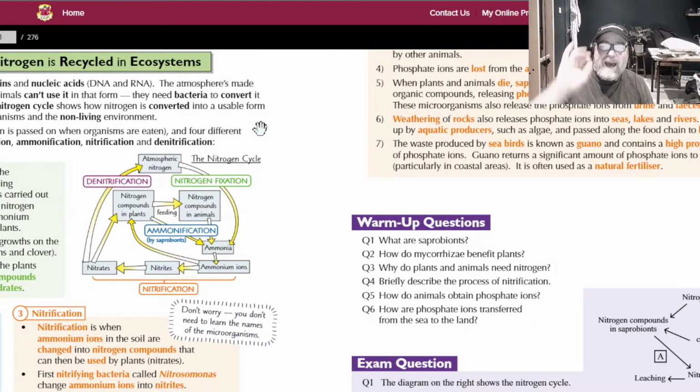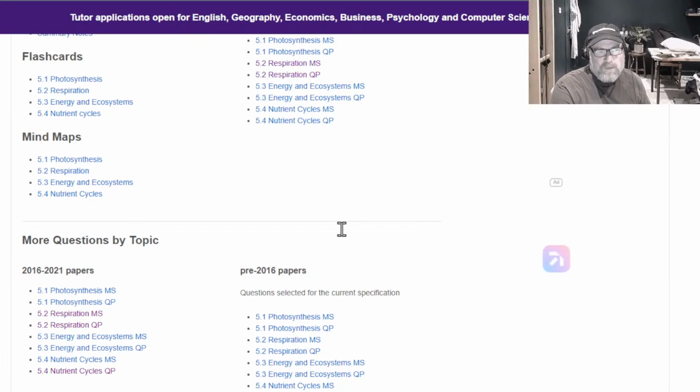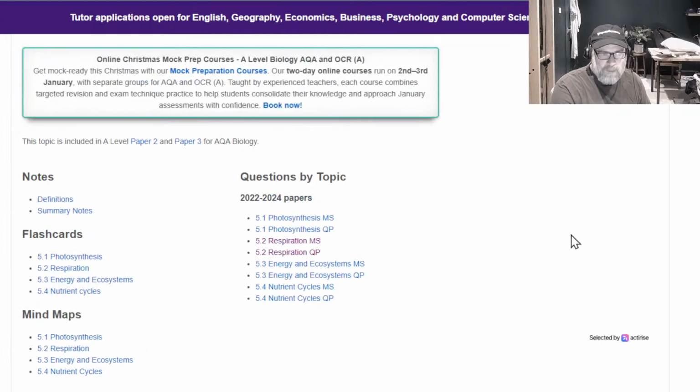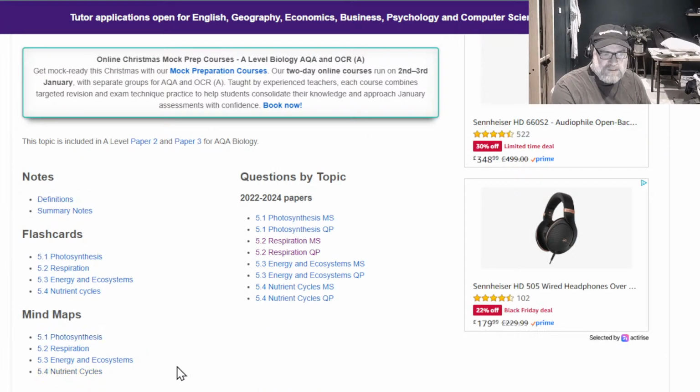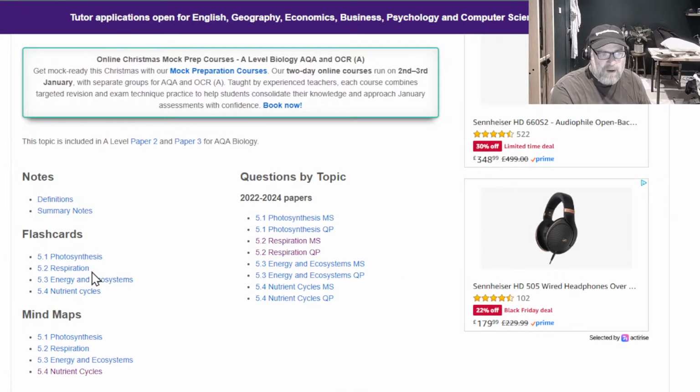have adverts. If you don't download from PMT, you get an advert playing every 5 seconds. But PMT is very similar to Save My Exams, and remember that PMT has mind maps, so you can use their mind maps of the nitrogen cycle and whatnot. I know I sound like an advert for PMT, but I can't remember my login for Save My Exams, though I do have one.